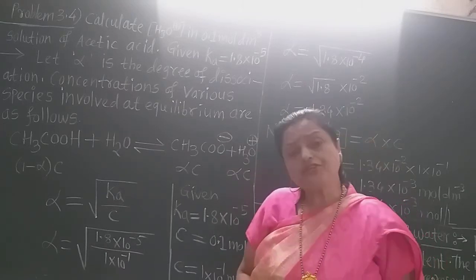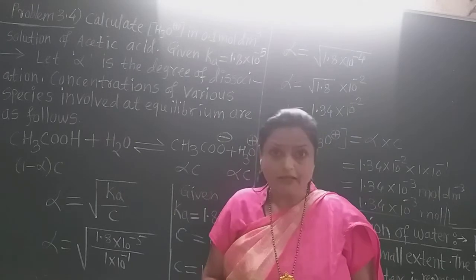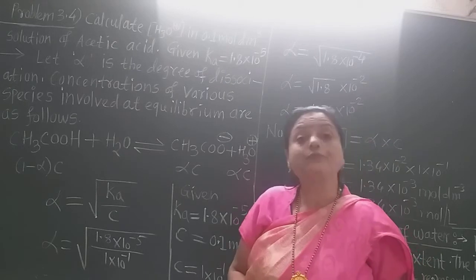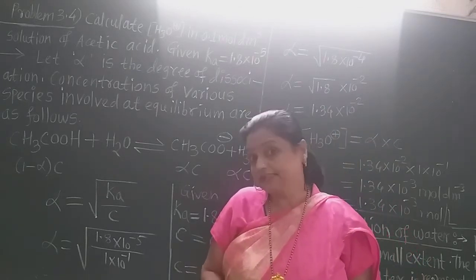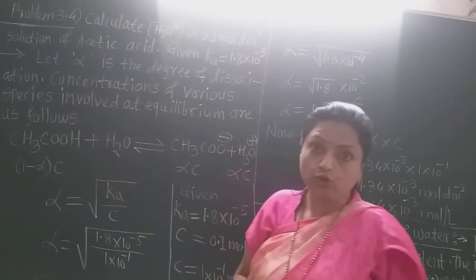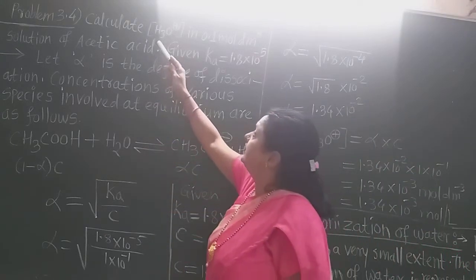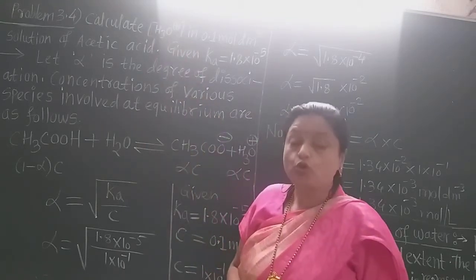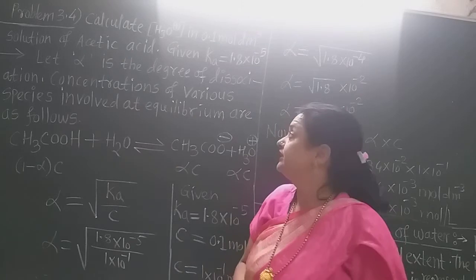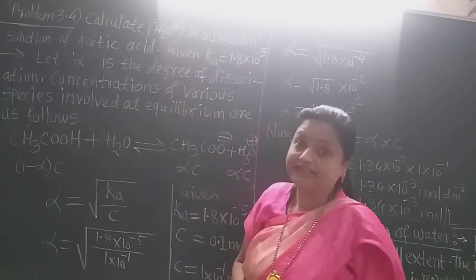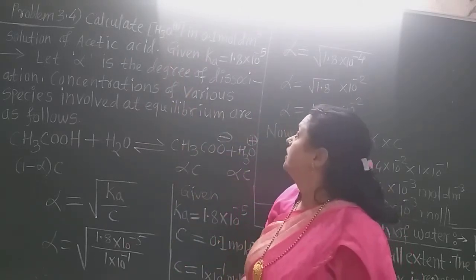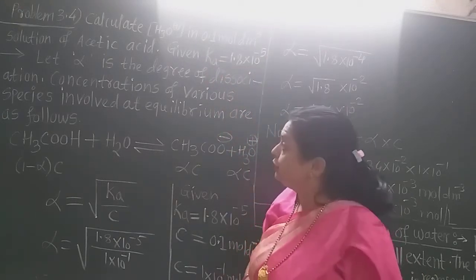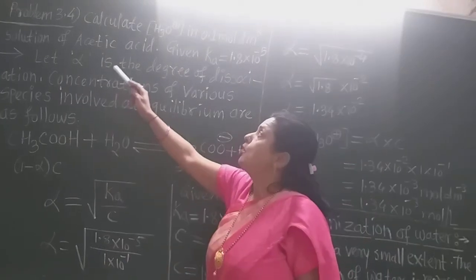Now in the last lecture we solved some problems such as 3.1, 3.2, 3.3. Now this is problem number 3.4. What is given in this problem and what do they ask us to calculate? Calculate the H3O+ ion concentration. This square bracket means concentration. So we have to calculate the concentration of H3O+ ion, that is the hydronium ion, in 0.1 mole per decimeter cube solution of acetic acid.